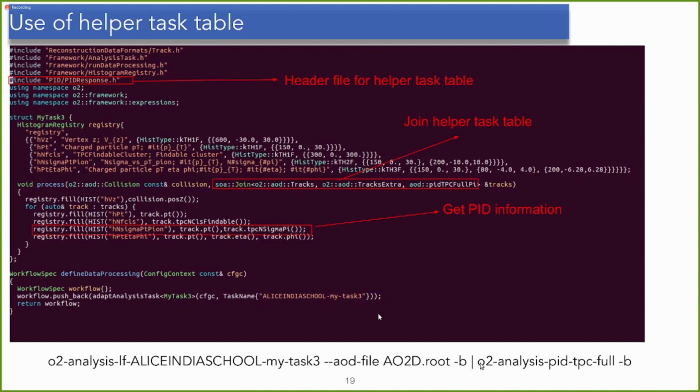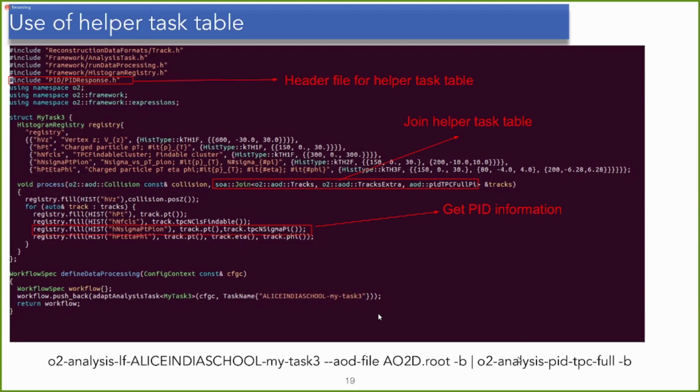Then you also need to put the task which corresponds to this additional helper task table. And that task is basically the O2 analysis PID TPC full. Then if you execute this command, your code will be run and you will get the output file where this n sigma information of pion is stored. So always remember, when you are using the helper task, you also need to add the executable file for the helper task. In this case, it is O2 analysis PID TPC full.